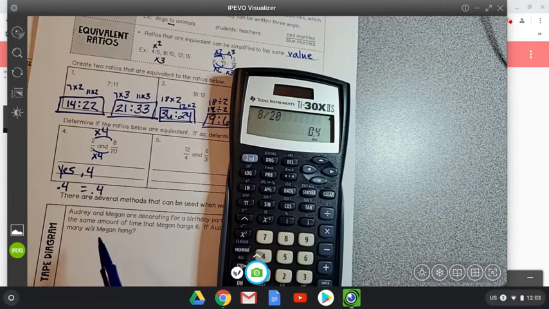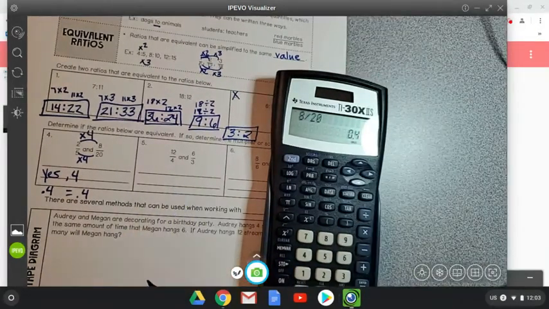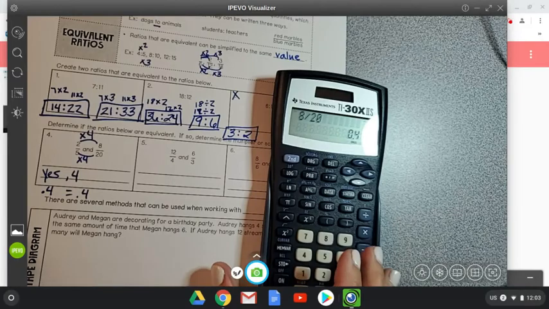Now I'm going to let you guys do number 5, and you can choose to do that by finding the multiplier or the scale factor or using a calculator. I can just tell by looking at this one, it's going to be a lot easier to use a calculator, so have a calculator handy.